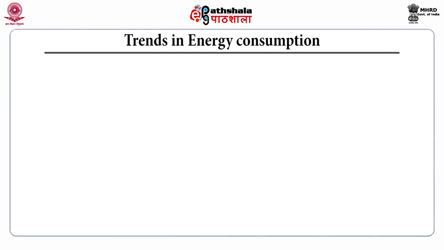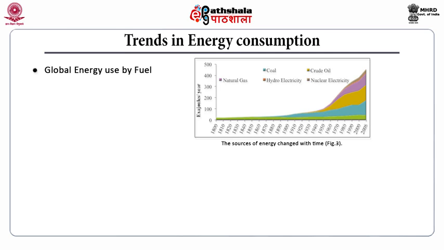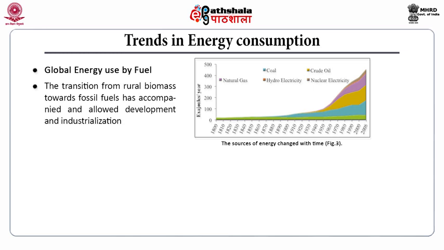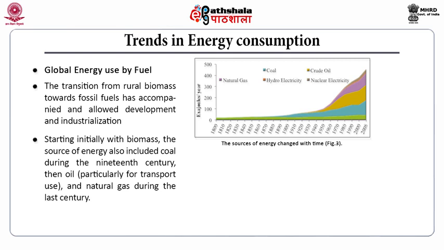Let's see the trends in the energy consumption, especially the global energy use as per the fuel. The sources of energy changed with time as given in this figure. The transition from rural biomass towards fossil fuels has accompanied and allowed development and industrialization. Starting initially with biomass, the source of energy also included coal during the 19th century, then oil, particularly for transportation, and natural gas during the last century. So there is a shift from biomass to oil to natural gas.